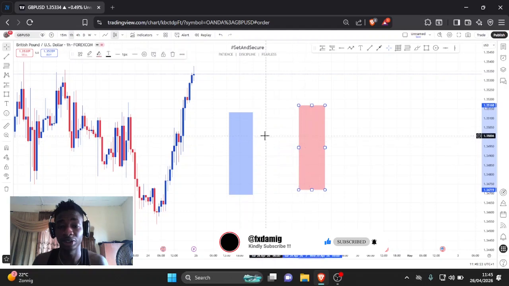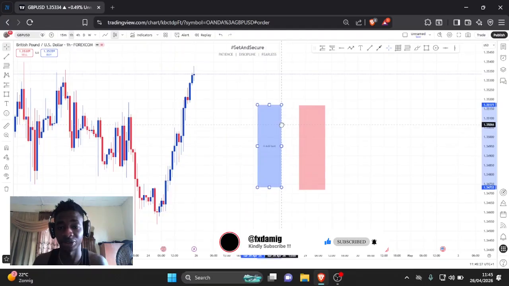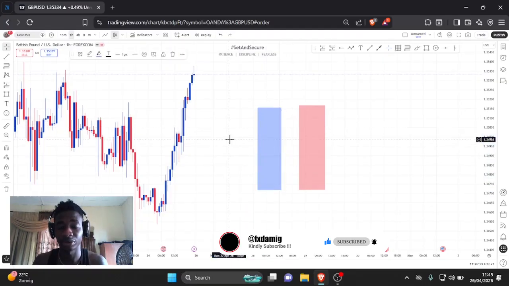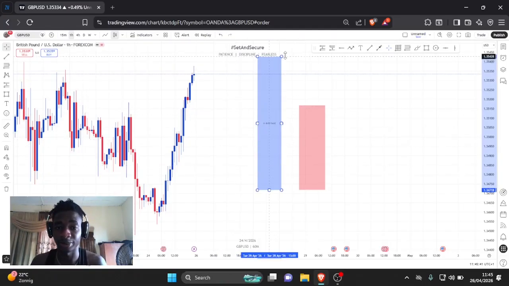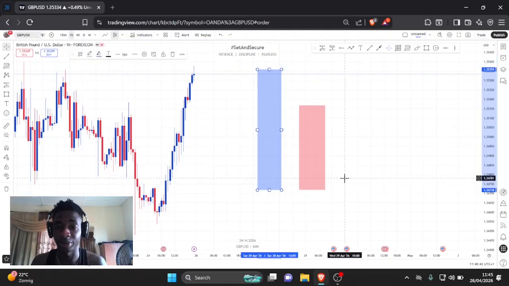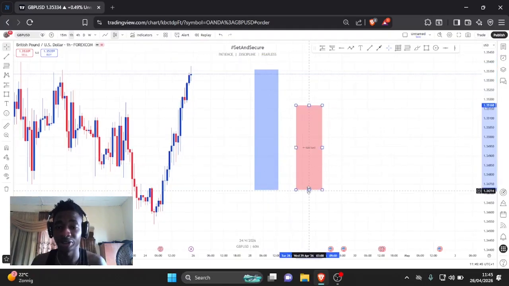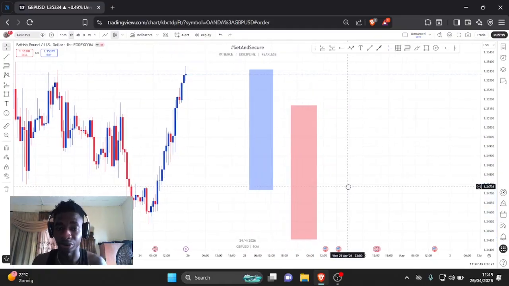So we have two kinds of candlesticks: the bullish and the bearish. Now, the bullish means that the market is going up, and the bearish means the market is coming down. So anytime you see a bullish candle, that means the market is going up, and anytime you see a bearish candle, that means the market is going down. This is what you need to know.